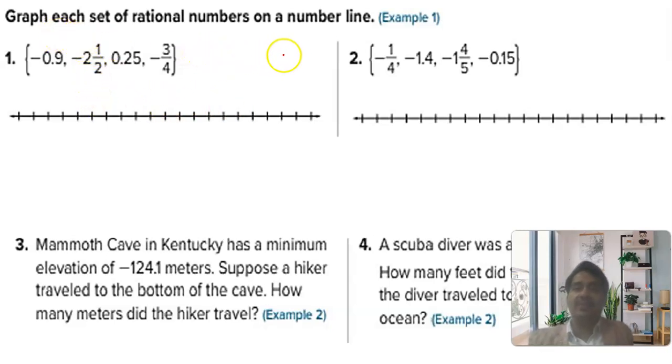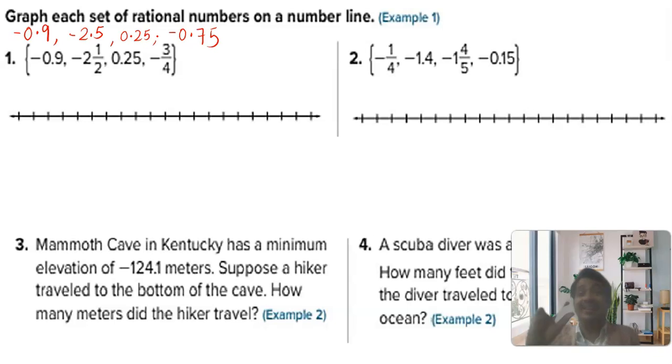Graph each set of rational numbers on a number line. So we need to put them on a number line from the smallest to the largest, obviously. Now let's see which is the smallest one. This is negative 0.9. This is negative 2.5. Half is like 0.5. This is positive 0.25, and 3 by 4, if you divide it, you get negative 0.75. Now you check for yourself which is the smallest one.